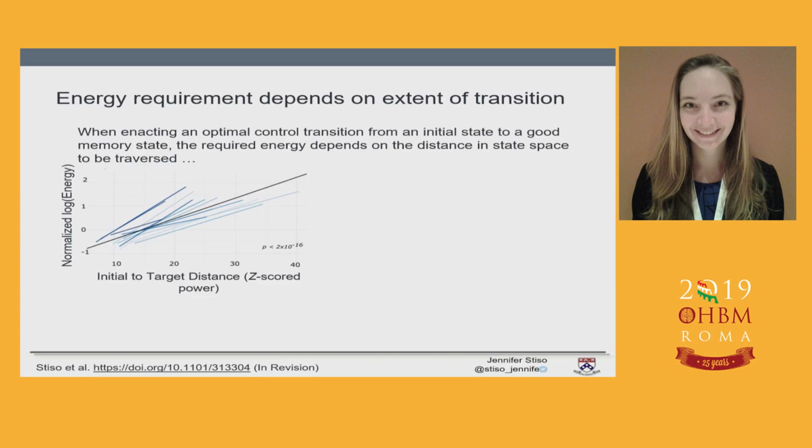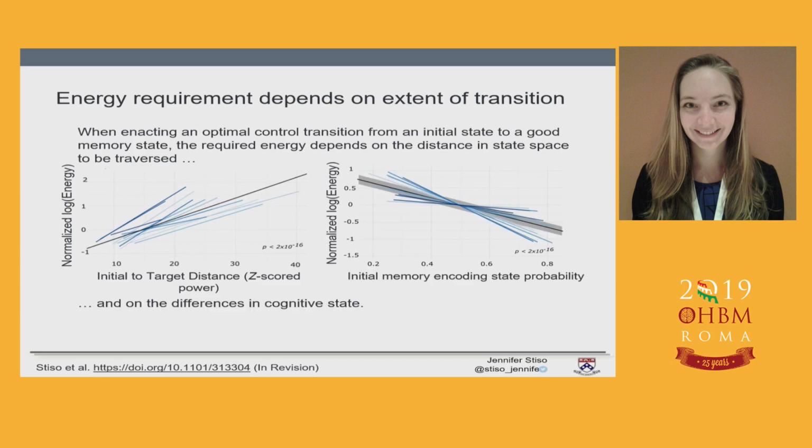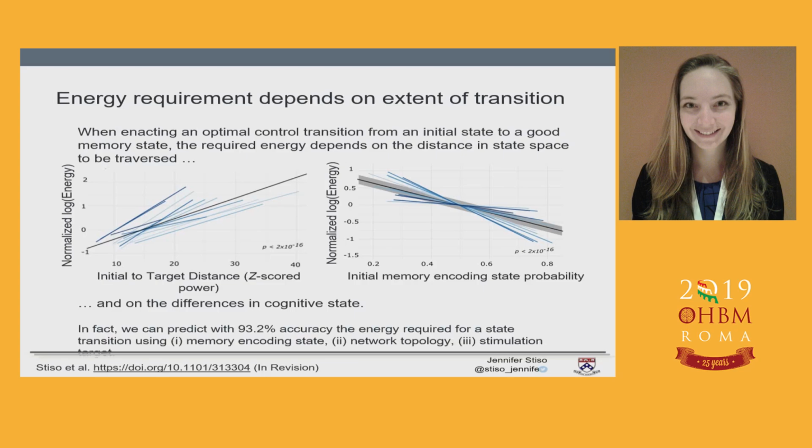But importantly, it also depends on your cognitive state, independent of this distance in state space. So the model also predicts that if initially you are not very likely to encode memories, you're in a poor memory state, it's going to take a lot more energy to get you to that target state than if you were already doing pretty well. And then if we combine this estimate of cognition with some information about the network topology and the topology of the stimulated node, then we can basically explain a lot of the variance in the energy for this model.